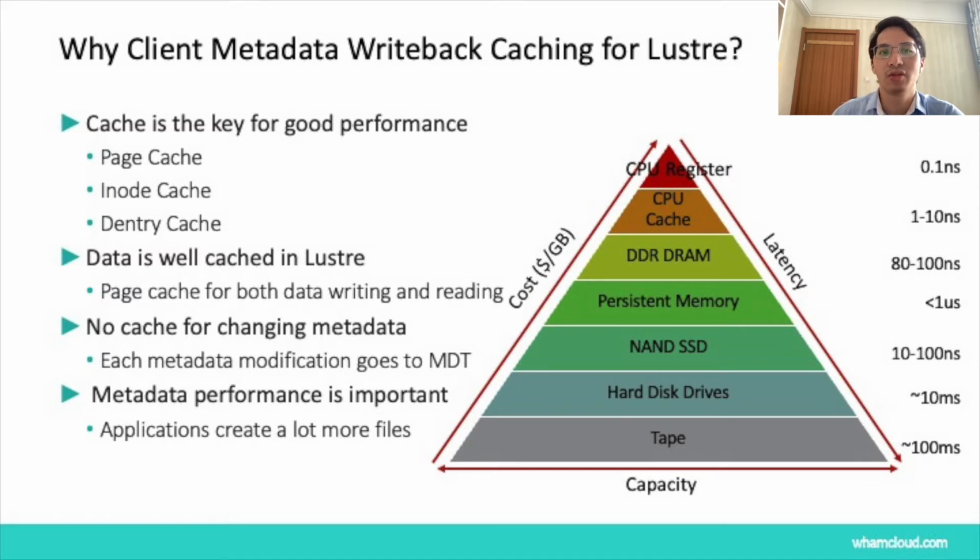However, metadata operations of Lustre are less optimal. There is currently no mechanism to cache metadata modifications. Each metadata modification, like creating a file or changing the attributes of a file, needs to go to the MDT. But from the requirement side, metadata performance is becoming more and more important, simply because applications are creating a lot of files. That means we really need to find good ways to accelerate metadata performance, no matter how hard it is.